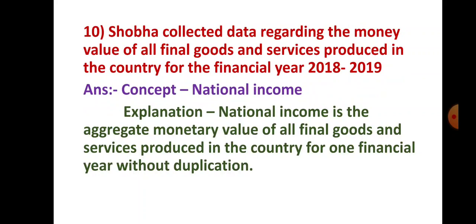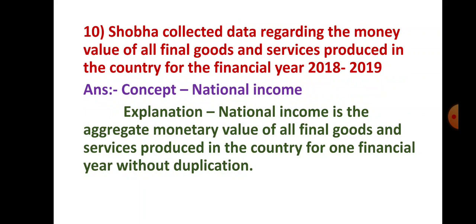Shobha collected data regarding the money value of all final goods and services produced in the country for the financial year 2018-2019. You have to identify the concept first, and here concept is national income. Shobha collected data regarding the money value of all final goods and services produced in the country for the financial year 2018-19. So money value of all final goods and services produced in the country, it means it is a concept of national income. After that you have to explain what is national income.